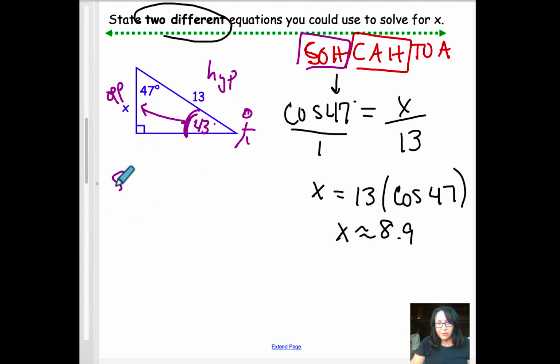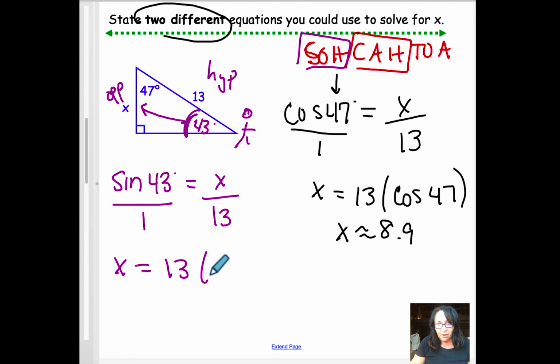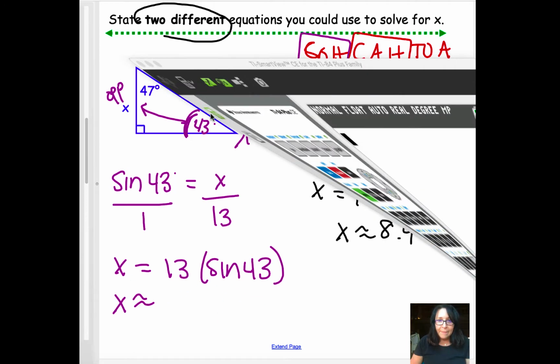Sine. So I can say sine of 43 degrees is equal to x over 13. And then I would cross multiply again, and I would say x times 1 is x, which is equal to 13 times sine of 43 degrees.